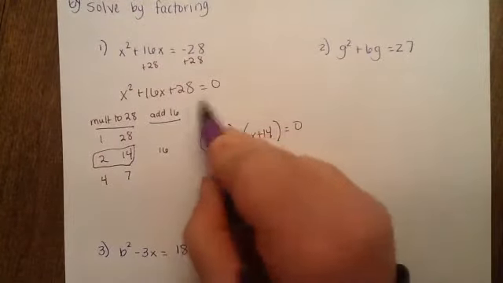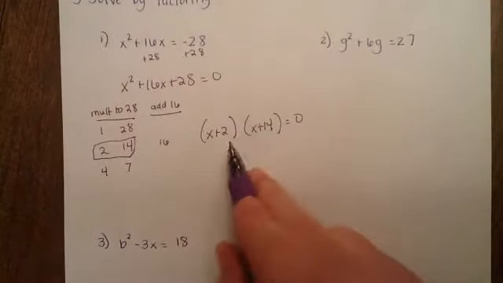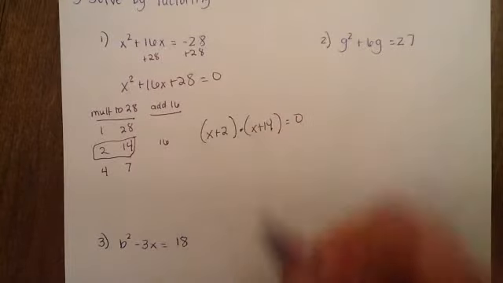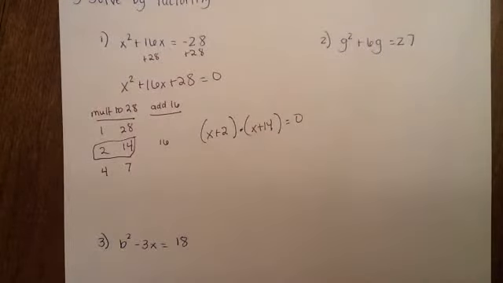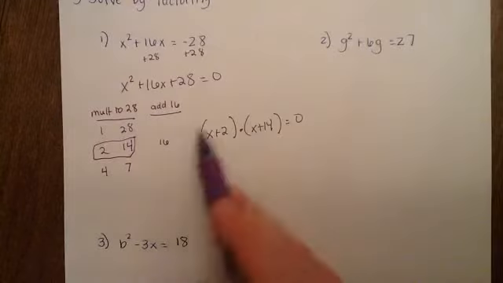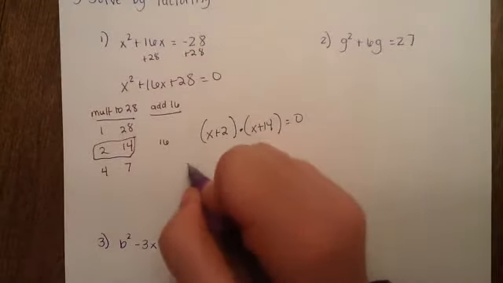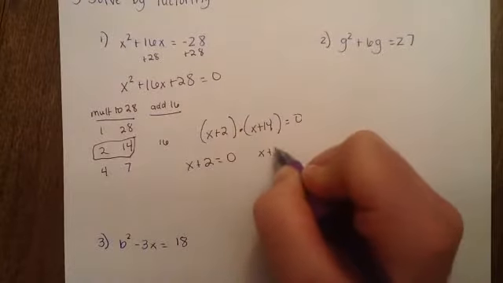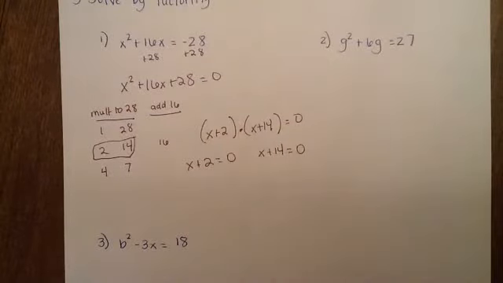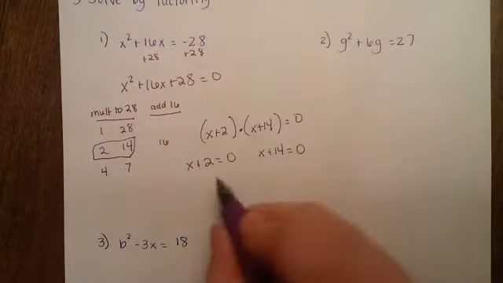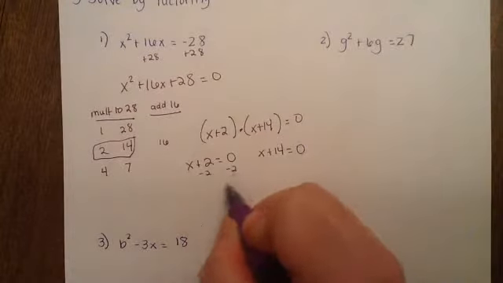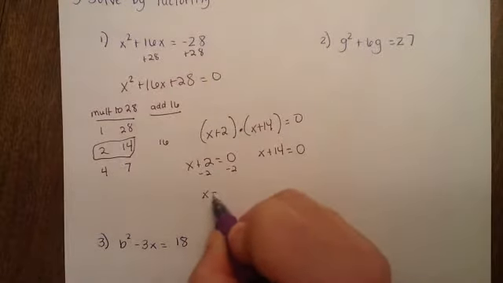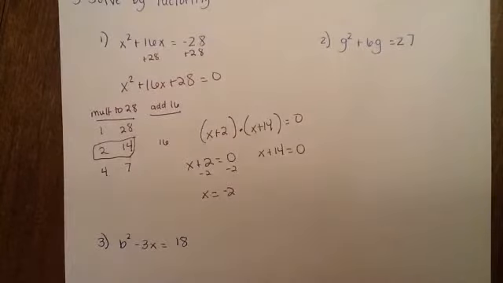Now, because this equals 0, if I have two things multiplying to 0, one of them has to equal 0. Something times 0 equals 0. So I'm going to set both of these equal to 0. And then solve. X plus 2 equals 0, so x equals negative 2.